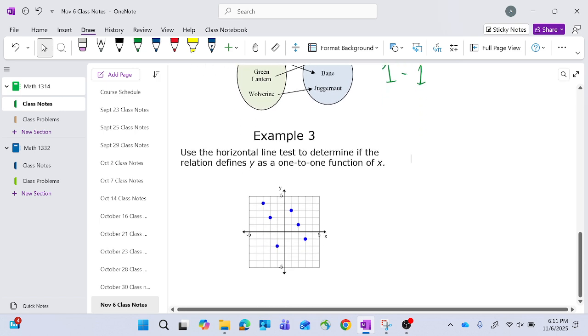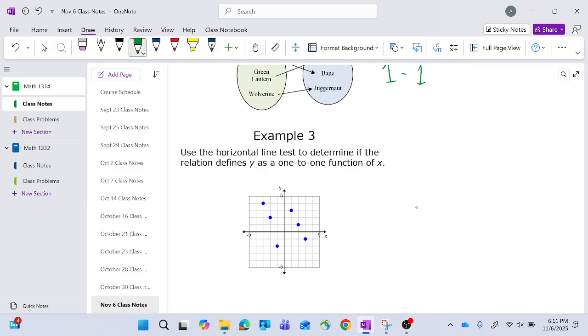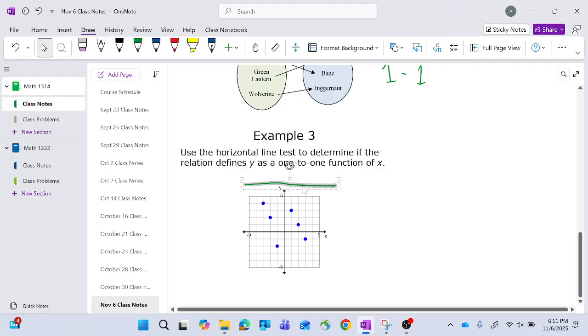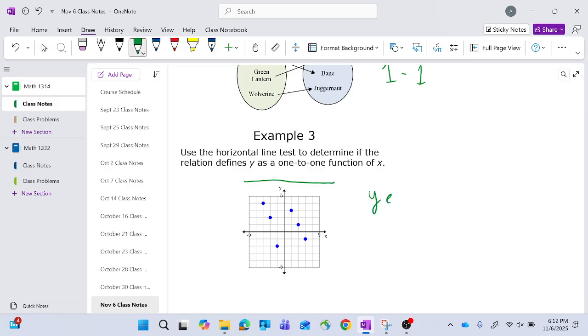Now we're gonna use the horizontal line test here to determine if it is one-to-one. What you're gonna do for the horizontal line test is draw a horizontal line and test: are you going through more than one point at any given time? In this case, you're not. Every single time, if this line was straight, you'd realize that I only pass one point every single time with a horizontal line. So it is one-to-one.